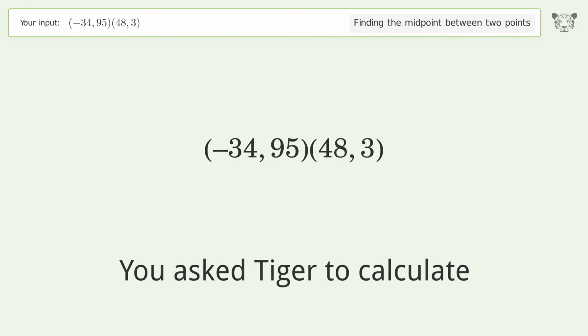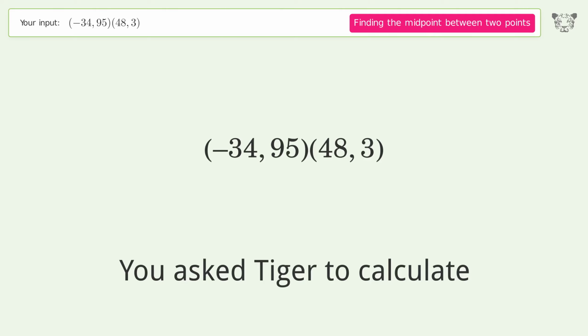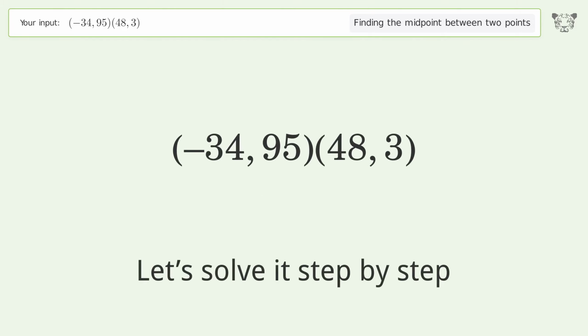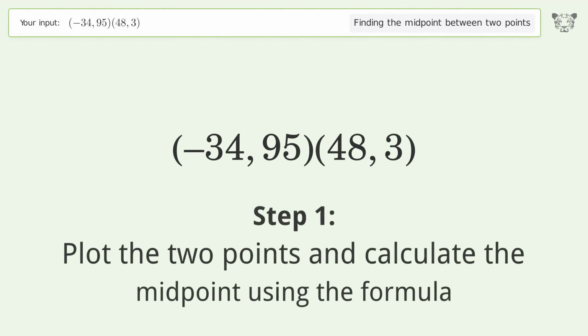You ask Tiger to calculate. This deals with finding the midpoint between 2 points. The midpoint between the 2 points is 7,49. Let's solve it step by step. Plot the 2 points and calculate the midpoint using the formula.